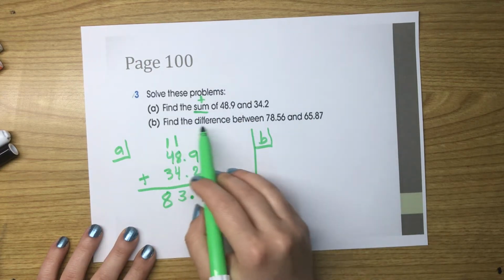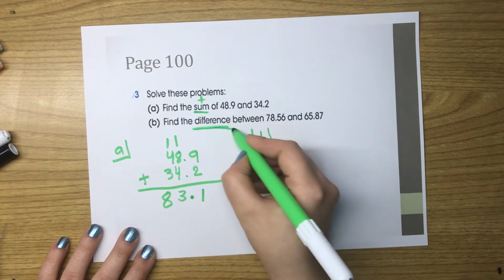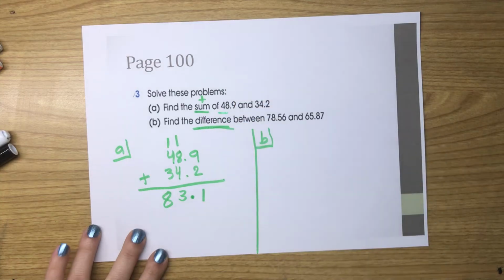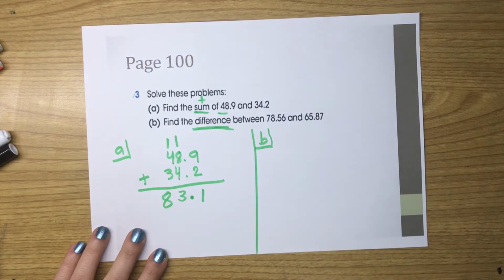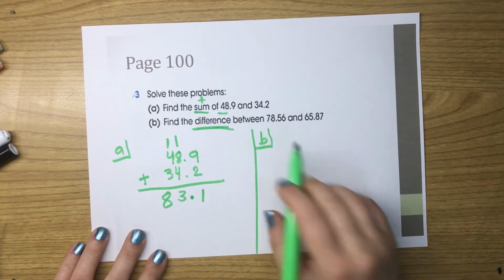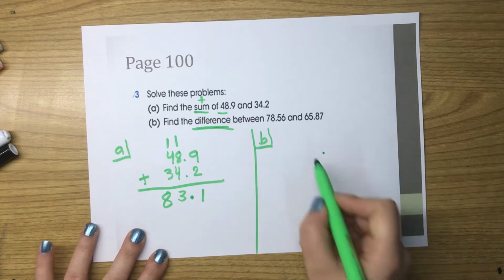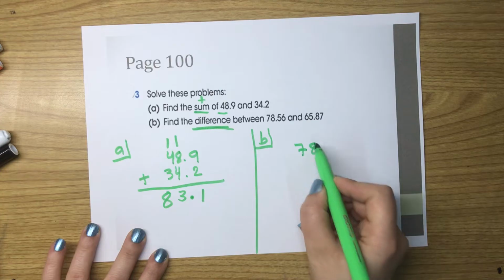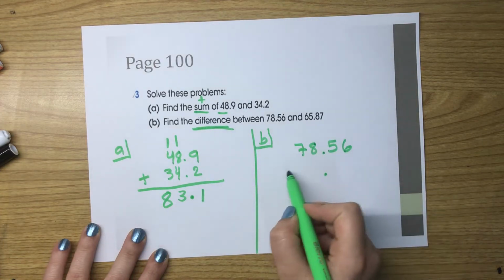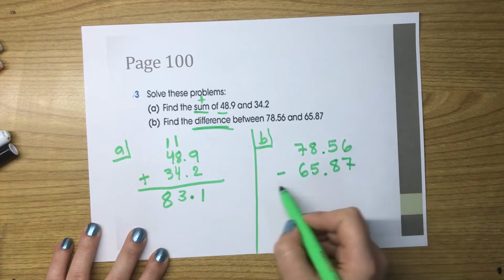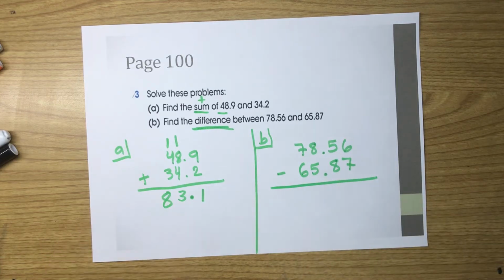The next one, find the difference. What's the meaning of difference? Exactly, that means we have to subtract between these two numbers. First step, decimal points upon each other. 78.56 take away 65.87. Do not forget to regroup, guys.